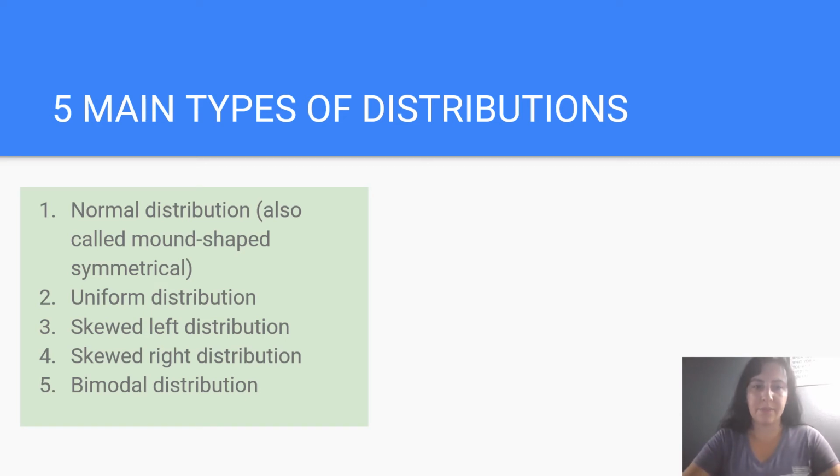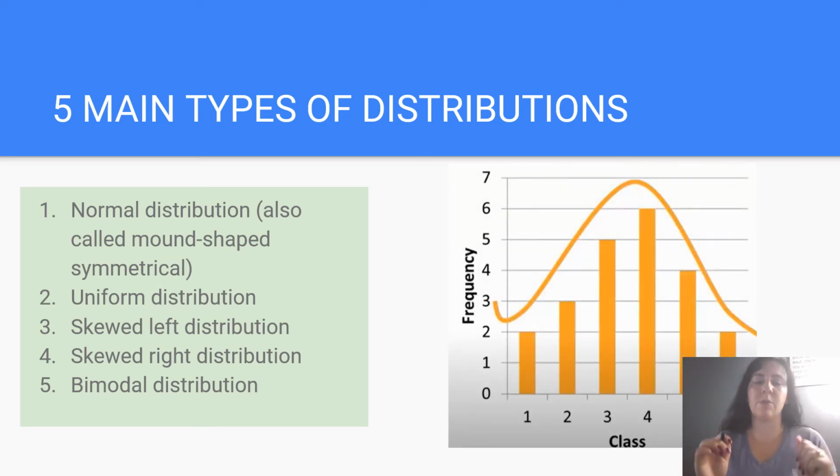Okay, so the first one we're going to look at is normal distribution. Normal distribution is also called mound-shaped symmetrical.